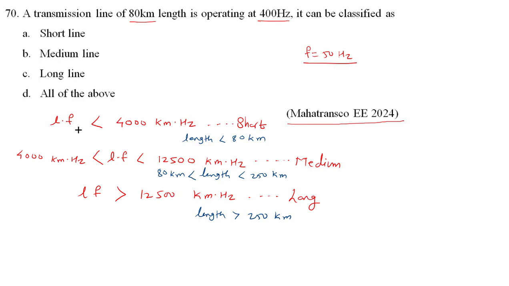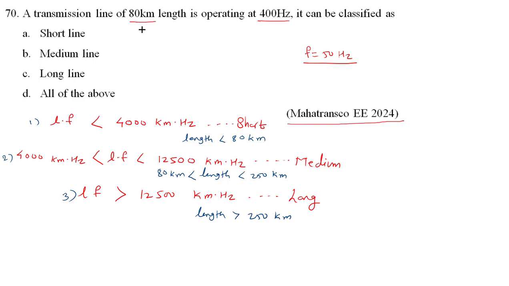The reason for choosing the product of L into F as a selection criterion is that frequency might be given differently. During normal case, power frequency is 50, but the question may be based on a communication line also, where frequency can be anything. So therefore you remember these three relations.